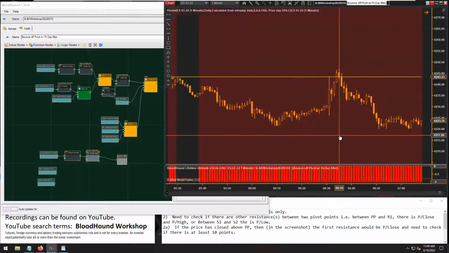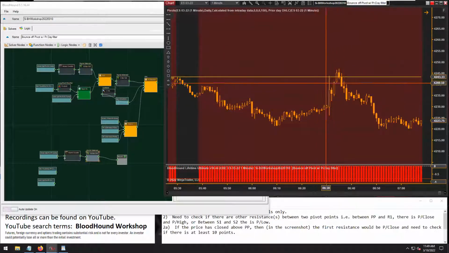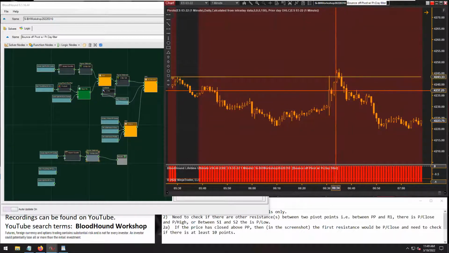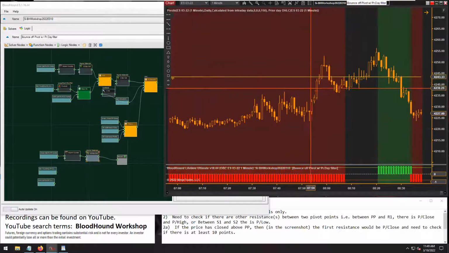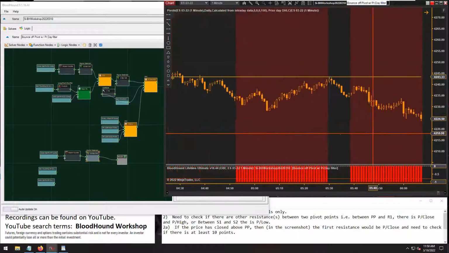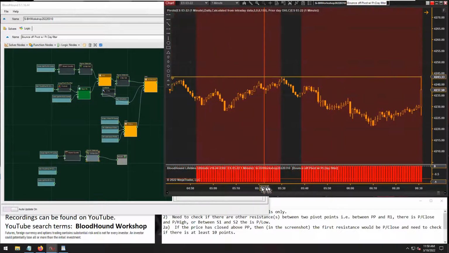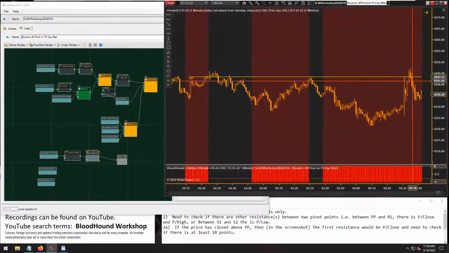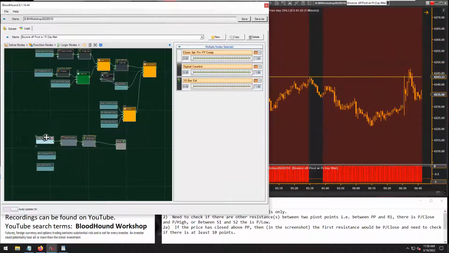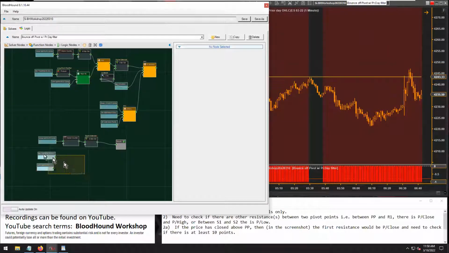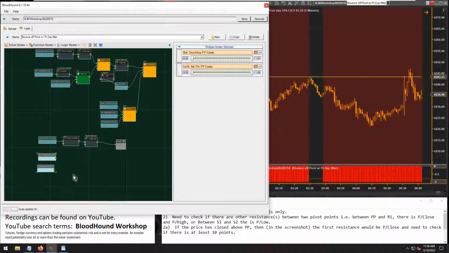And so here, yeah, I'm not sure if we're going to get a signal there or not. And we're not going to get a signal there, yeah. So, all right, we'll watch these two areas here. Okay, so that's our separation logic built. So now let's work on the touch logic.